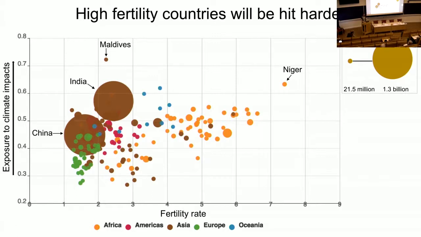And generally that exposure is due to projected drought impacts. And so, as I said, we see in general that higher fertility countries are going to be hit harder by climate change impacts, particularly in the continent of Africa, shown here by the orange dots.